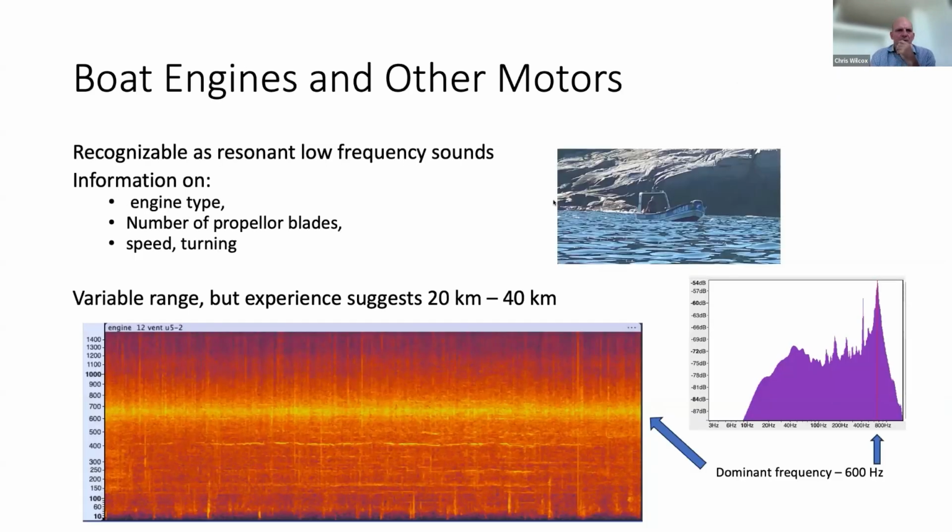I'll just show you a little bit about boat engines. So on the bottom is a spectrogram. The bright orange or yellow line in the spectrogram is actually the resonant frequency, the dominant frequency for a boat engine. So it's about 600 hertz. And you can see on the right the plot of frequency on the x-axis against power. And the red line with the arrow is showing you where that dominant power is. So it's at about 600 hertz.